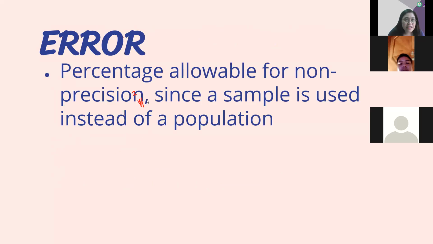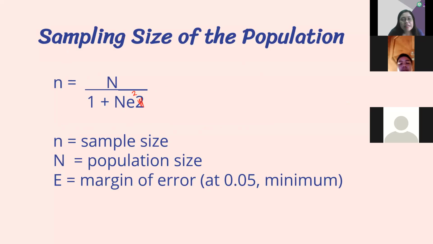Actually, the error is something we really allot. We allow room for error, for non-precision, since we are using the sample and not the population. So we really expect some error from our experiment. So we give it a margin of error at 5%. Now, how do we do this?